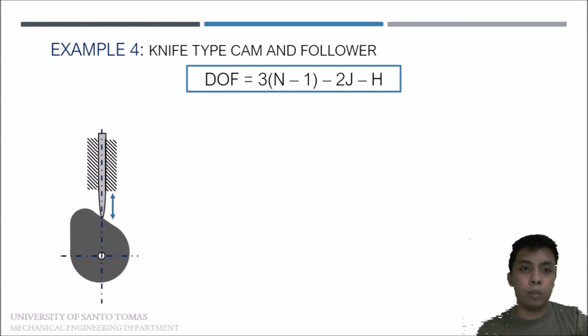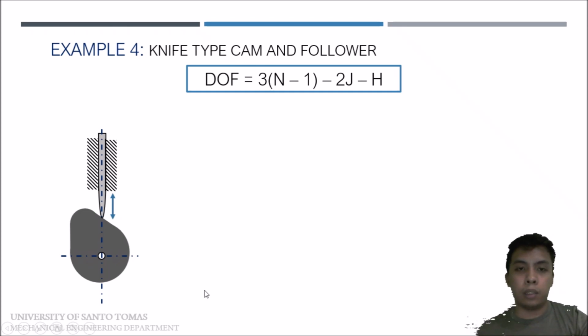Next example, example number 4 is the knife type cam and follower. So as you know, the cam and follower is a higher order pair. So this gray part or dark gray part will be the cam, and this light gray part will be the follower. So this cam rotates and this follower slides across this frame. So sliding siya, ito rotational.